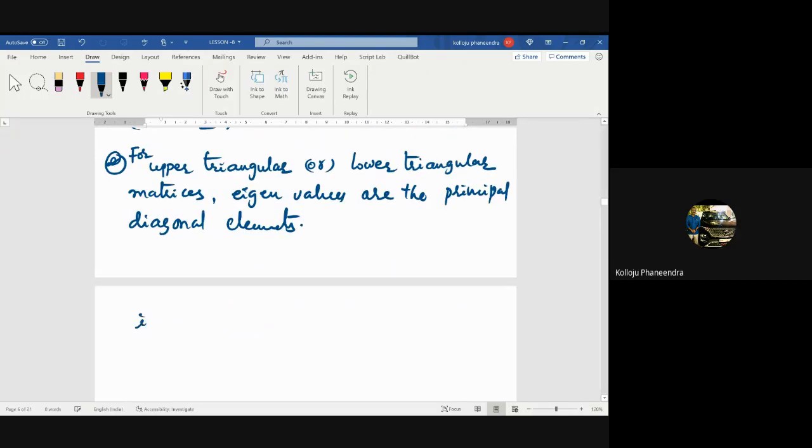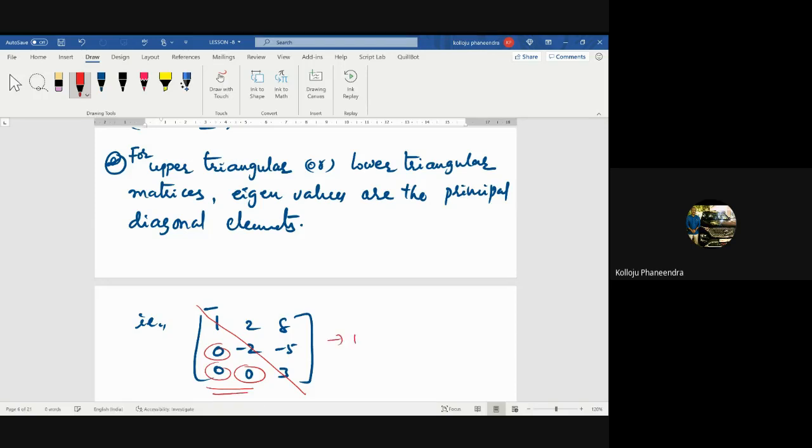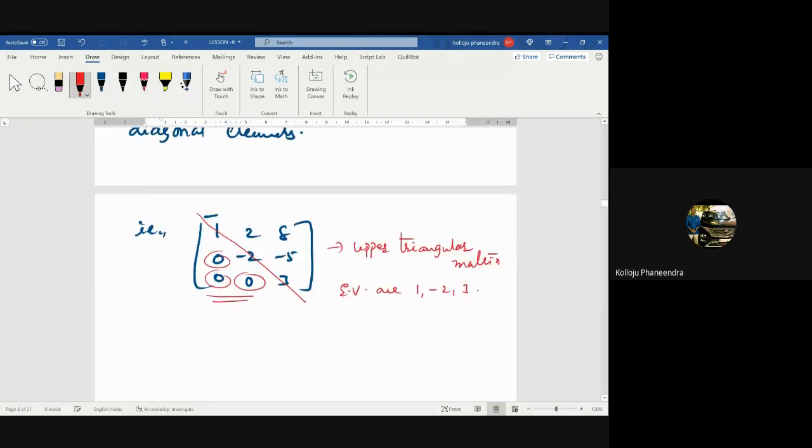I'm giving a hint. Upper triangular matrix means, for example, I'm taking 1, some minus 2, 3, and this is 2, some 8, minus 5. This is the diagonal, called the principal diagonal. If the values below the principal diagonal are 0, this is called an upper triangular matrix. For this, what are the eigenvalues? 1, minus 2, 3.